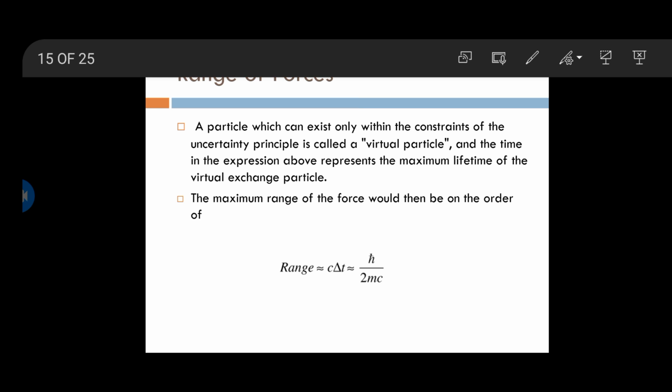This formula is calculated by using the formula s is equal to vt. Here v is replaced by the speed of light c, as we are considering that the particle is moving at the speed of light, so R is approximately equal to h cut over 2 mc. It is experimentally observed that for nuclear forces whose range is 1 Fermi, we must have an exchange particle with mass energy of the order of 200 mega electron volt.